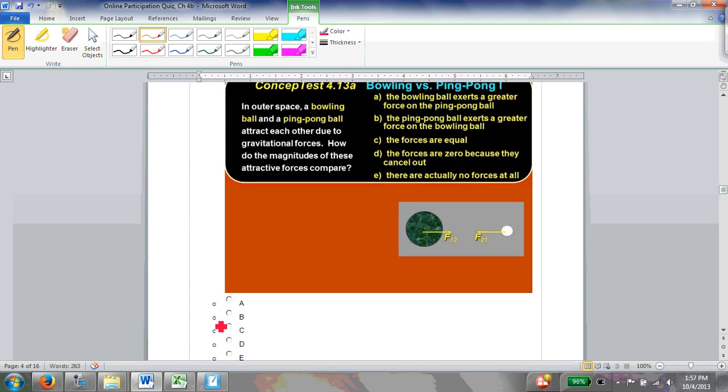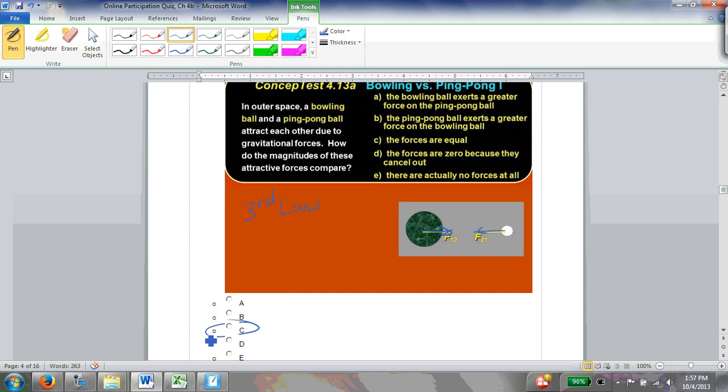In outer space, a bowling ball and a ping pong ball attract each other due to gravitational forces. How do the magnitudes of these attractive forces compare? All right. A couple ways we can look at this. We can look at it from the perspective of Newton's third law, which says that for every force, there's an equal and opposite force, equal in magnitude but opposite in direction. So if I have a force in this direction, I have to have an equal magnitude force but opposite direction, which means that the magnitudes of the forces would be equal.